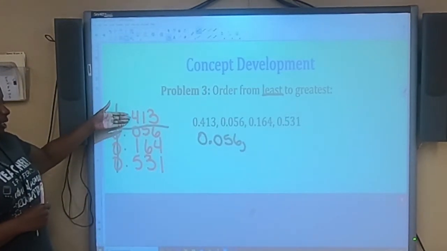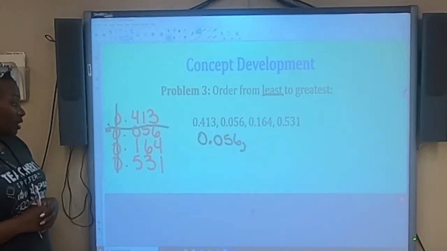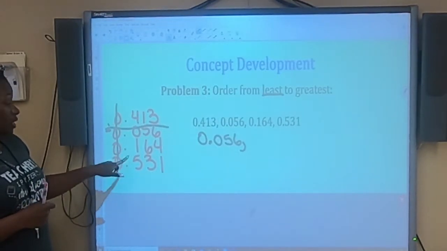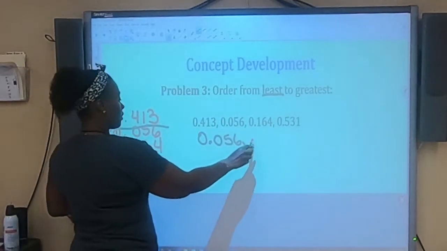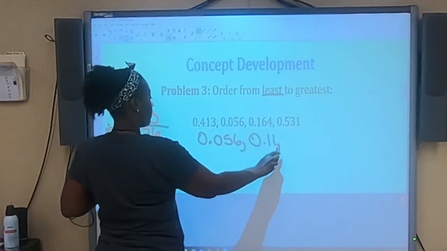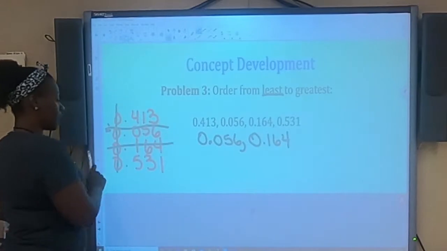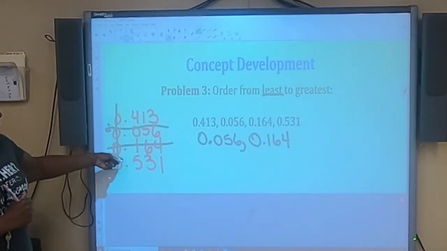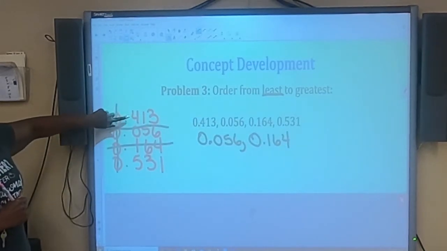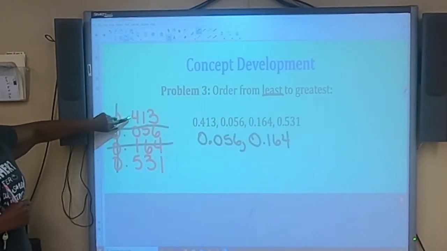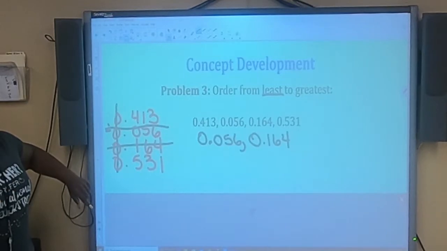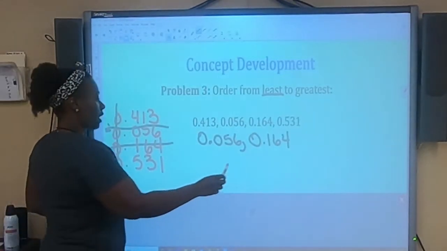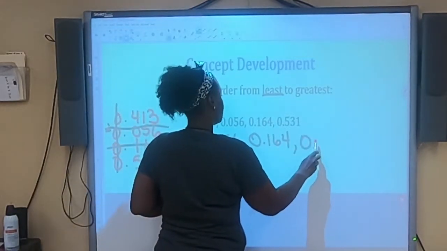So now all I'm looking at is the 4, the 1, and the 5. Well, I know that the 1 is now the smallest. So here's my next number in the order. So I'm going to copy it and cross it out. So all that's left is my 4 and my 5. I know that 4 is smaller than 5. So I copy it. This is my next number in the order.